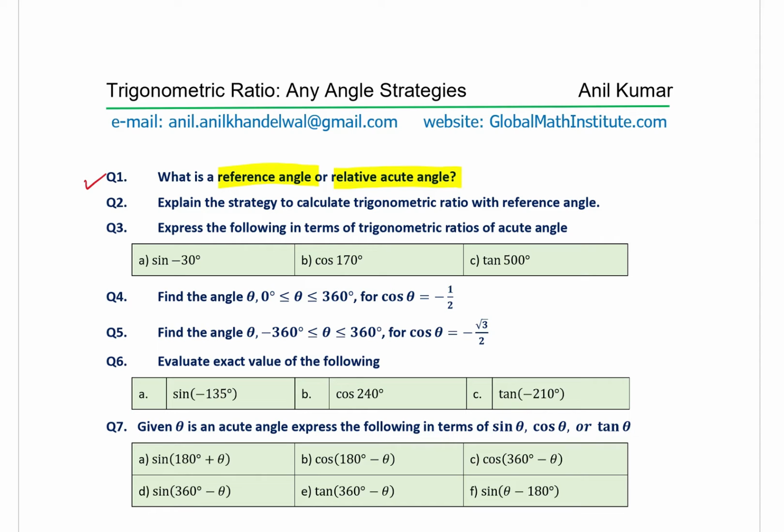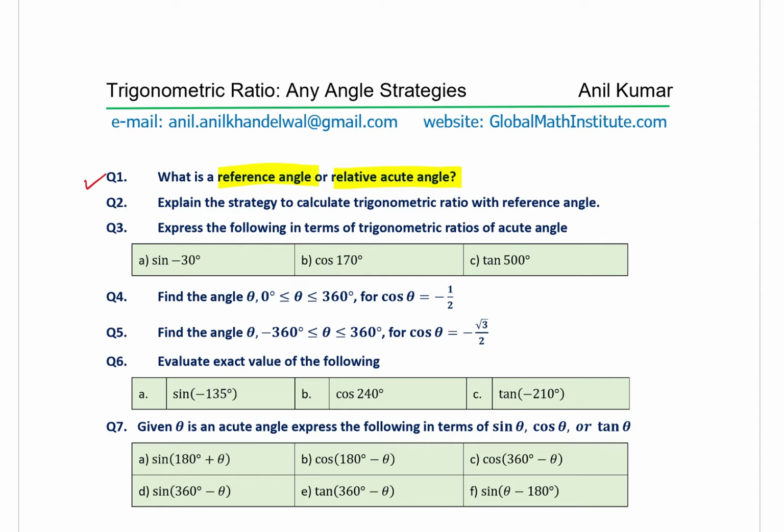Question number 4 is find the angle theta, where theta is between 0 to 360 degrees for cos theta equals minus half. Question number 5 is find the angle theta, where theta is between minus 360 to plus 360 for cos theta equals minus square root 3 over 2. Question number 6. Evaluate exact value of the following trigonometric ratios. And 7 is, given theta is an acute angle, express the following in terms of sine, cosine, and tangent. So these questions will help us to understand the concept.